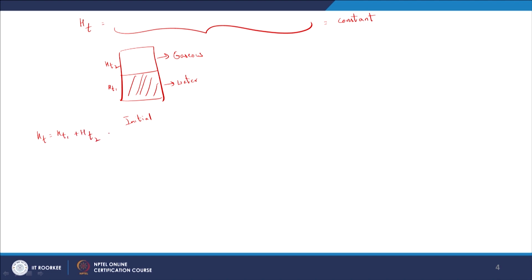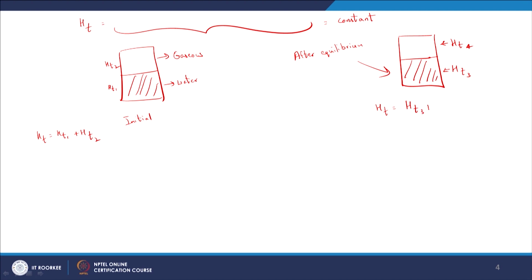This is initially, but after equilibrium has been achieved, carbon dioxide can move from gaseous to aqueous or aqueous to gaseous. So now it is going to change. So now we are going to have HT3 and HT4. HT3 is the H total in the aqueous phase, HT4 is the H total in the gaseous phase. So this is after equilibrium now. So the H total here is going to be equal to HT3 plus HT4.